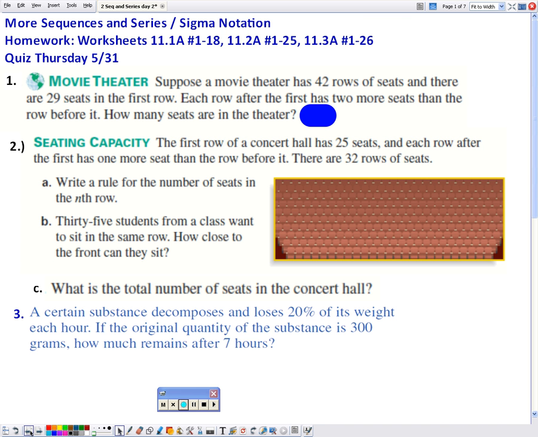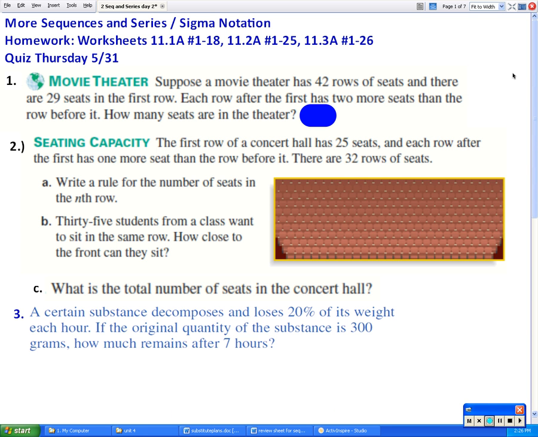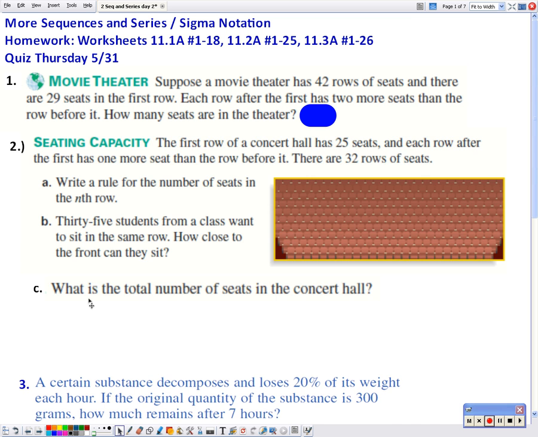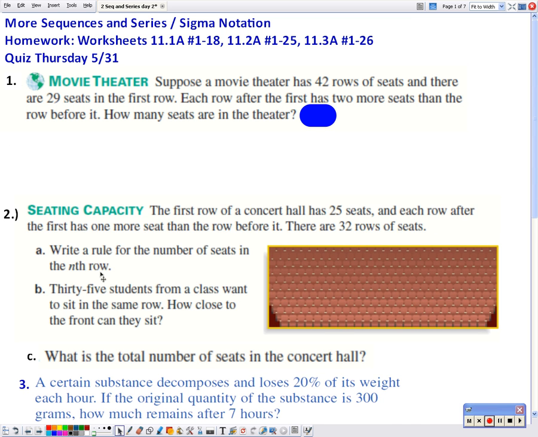Alright, here we go. Word problem number one. We have three word problems. Suppose a movie theater has 42 rows of seats, and there are 29 seats in the first row. How many seats are there in the theater? The first thing we have to notice is what kind of sequence this is. If there are 42 rows of seats and 29 in the first row, and each row has two more seats after that, then obviously this is going to be an arithmetic sequence.